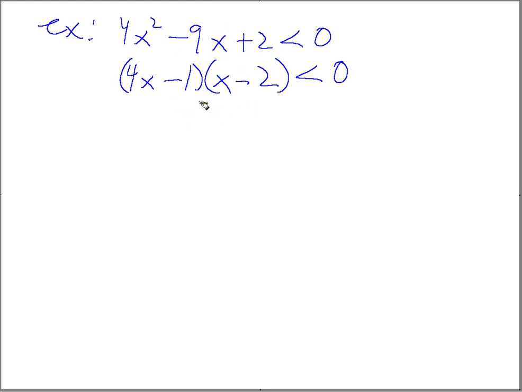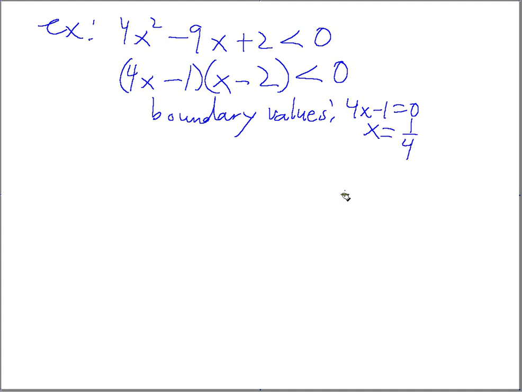Well, the next step is to figure out the boundary values. Again, these are the values that make the factors I have here equal to 0. So if 4x minus 1 is equal to 0, then solving for x by adding 1 and dividing by 4, wouldn't it be x equal to 1/4? Yes, it would. So there's the first boundary value.